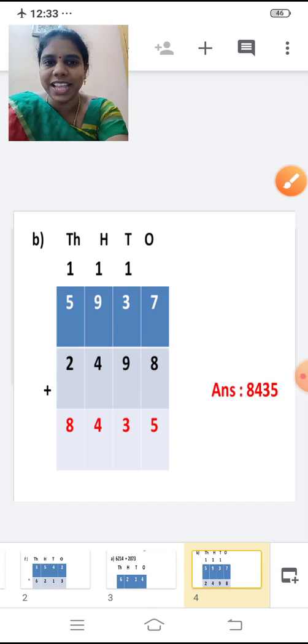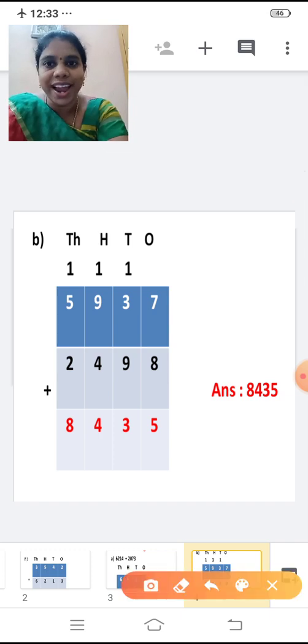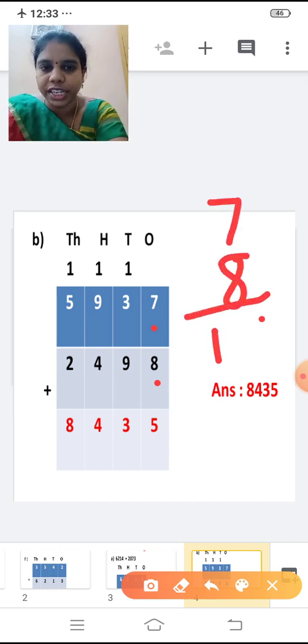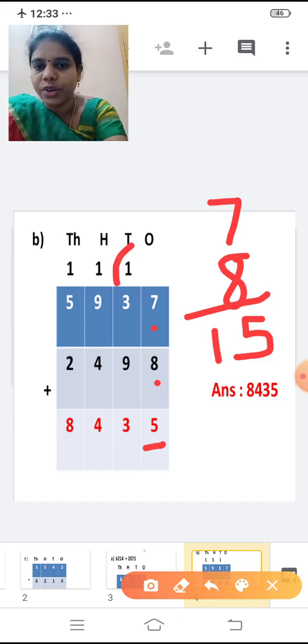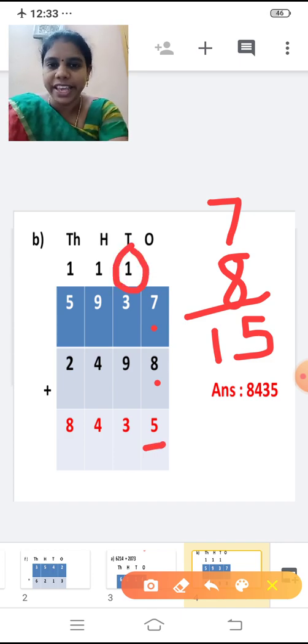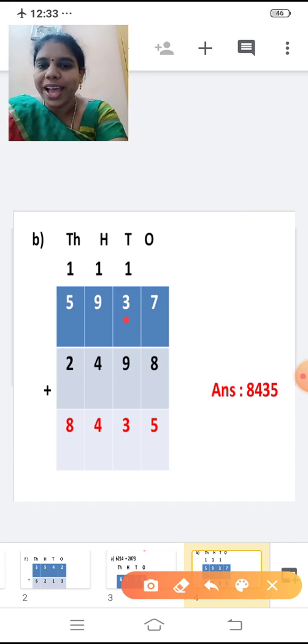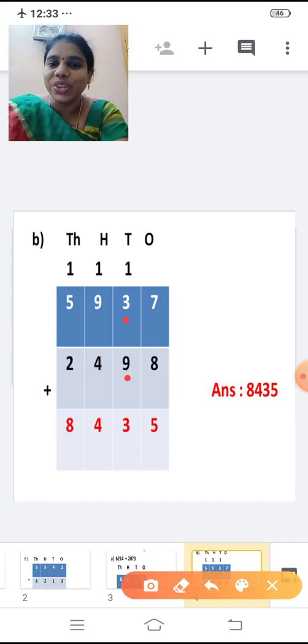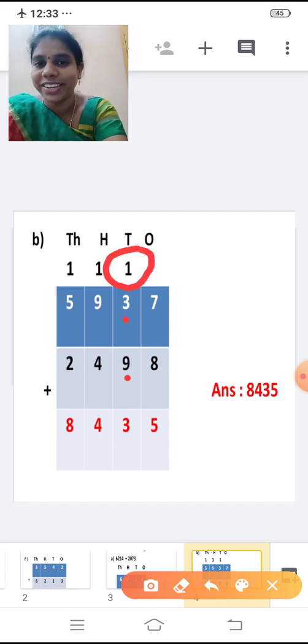Now, shall we add this now? Next one. First, you are going to add the ones place, 7 and 8. If you add 7 plus 8, the answer is 15. Write 5 here and 1 you have to carry forward here. Yes. Next one. 3 and 9. You're going to add 3 and 9, and don't forget to add this carry over. Yes. Now add 1 plus 3.